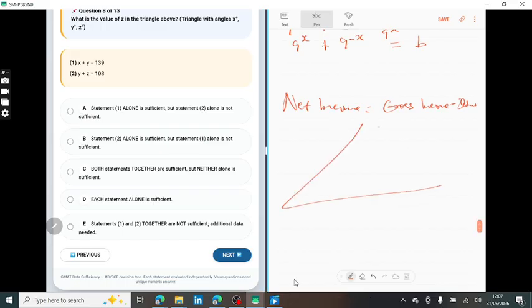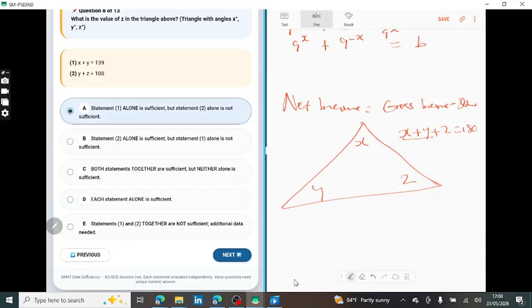This is this triangle. And we put S, Y, Z. Basic rule is that S plus Y plus Z equals 180. So statement 1 is as good as saying 139 plus Z equals 180. So we can find Z. How about statement 2? Y plus Z. So let's ask ourselves, where is our S? We don't know. So only statement 1.